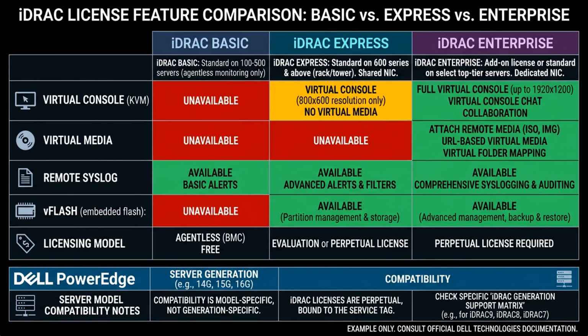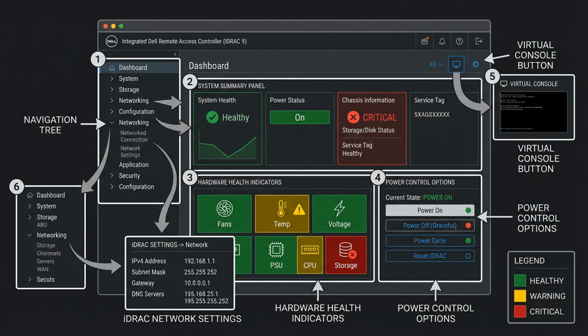Most production Dell PowerEdge servers ship with iDRAC Express. You can upgrade to Enterprise with a license key. Always check your server model to confirm which version is included. Enterprise is recommended for production environments.